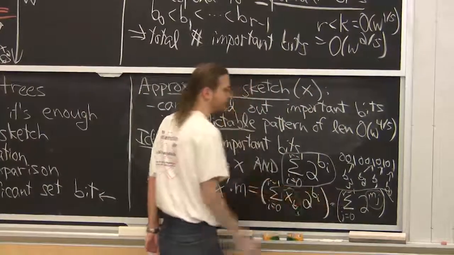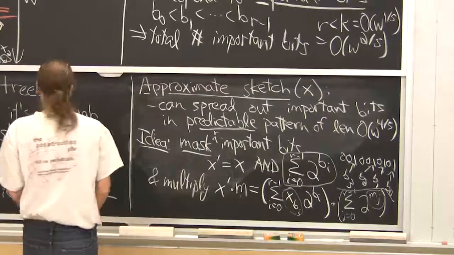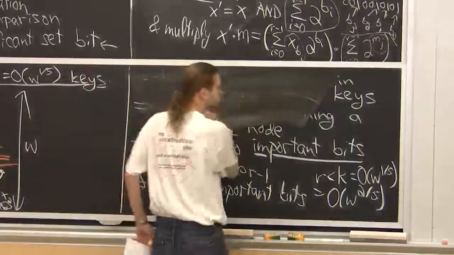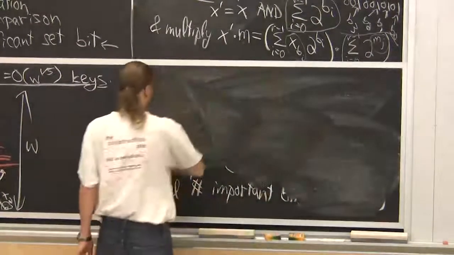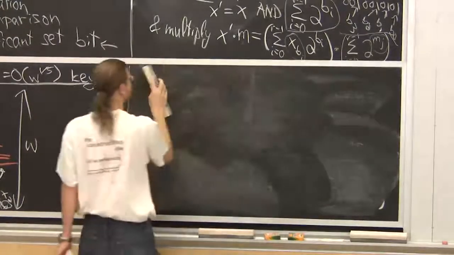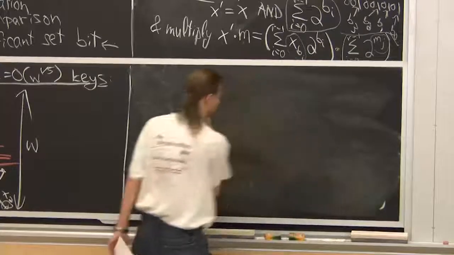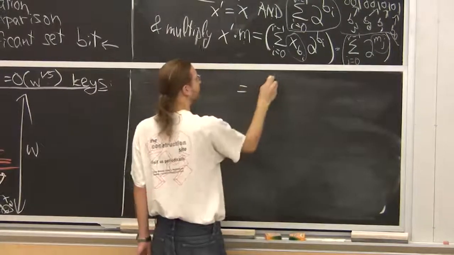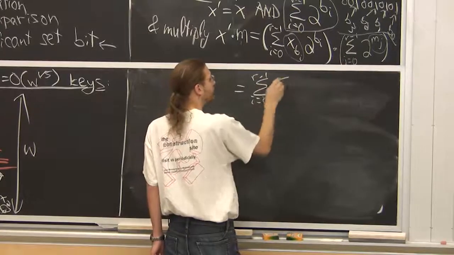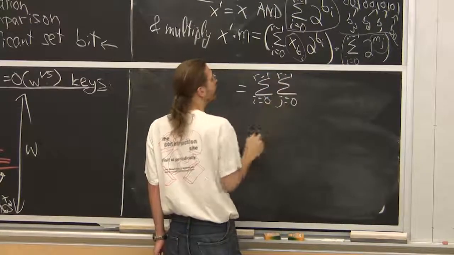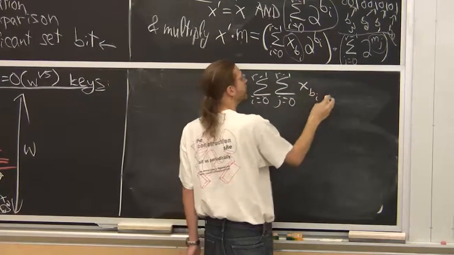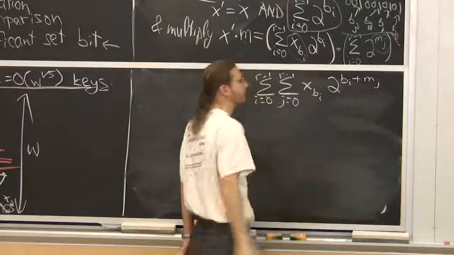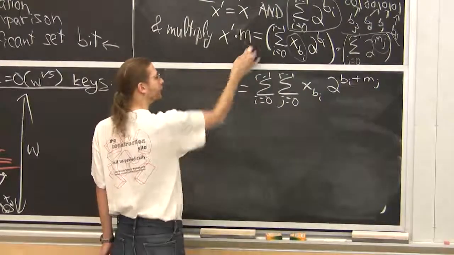And now I'm just taking this product. So we can expand out the product algebraically and see what we get. So what's this product? Sum i equals 0 to r minus 1, sum j equals 0 to r minus 1 of x_bi times 2 to the, just the product of these, so 2 to the bi plus mj. Okay, that's the algebraic product of those two things. That's why I wrote it out this way, so I can see what's going on.